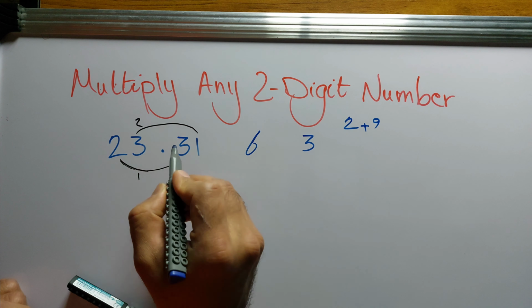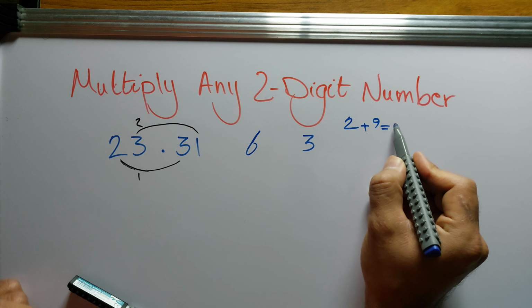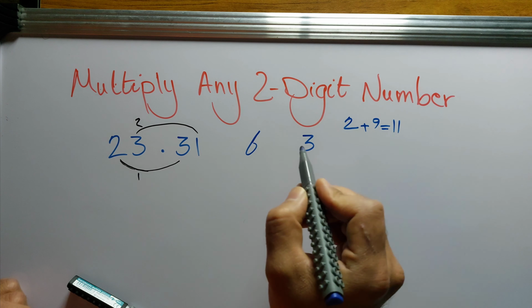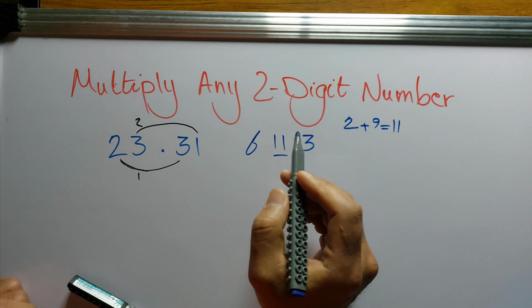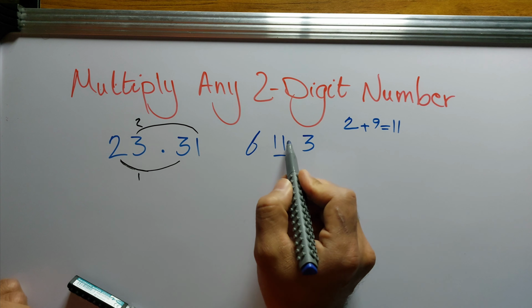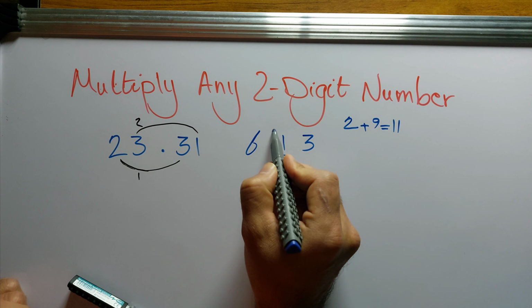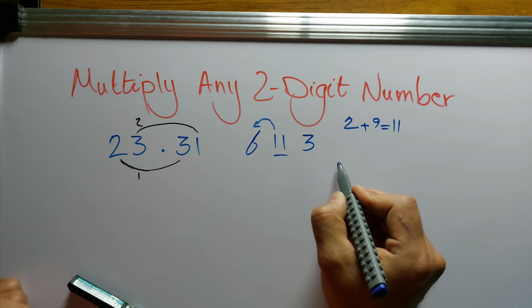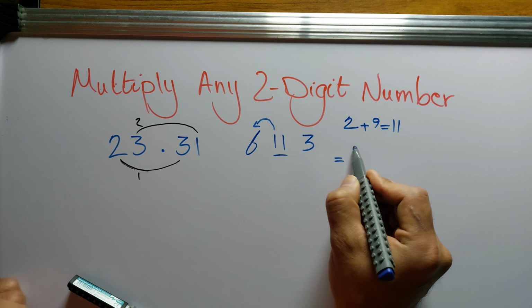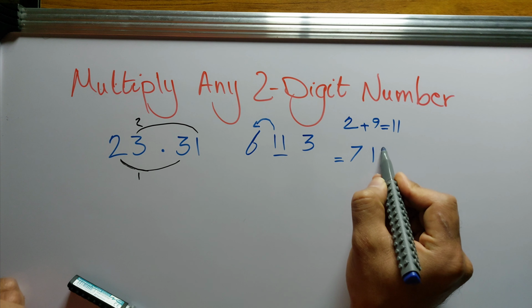So 2 plus 9 is 11. Then you need to write 11 here in the middle, but we just need one digit, the right-hand side digit. And then we will add the other digit to the 6 here. So the final answer is 713.